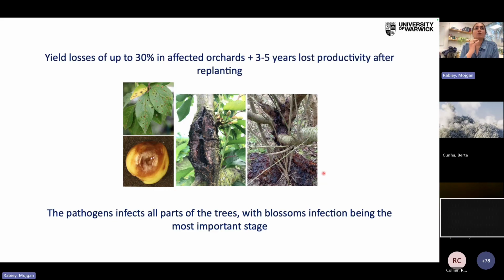So yield losses of up to 30% have been reported in infected orchards, and currently, again, there are no effective control measures. And we can't use coppers, as I explained. We can't breed for resistance, again, because of the complex nature of the disease. So farmers have to chop down the infected trees. So there are 3 to 5 years of lost productivity after replanting. So then again, this is quite devastating for the farmers.